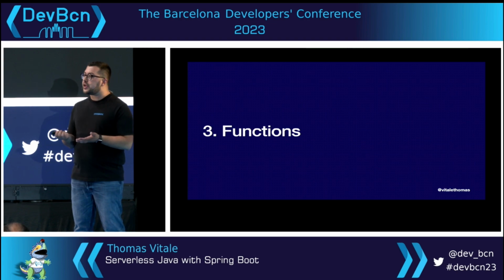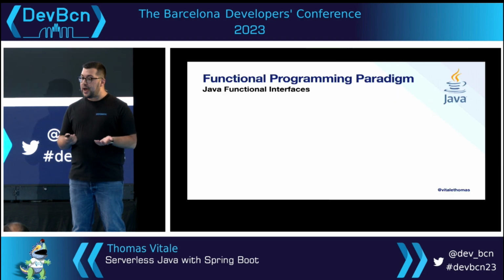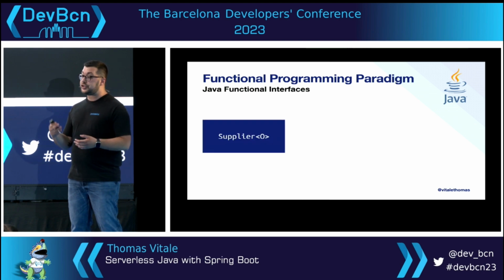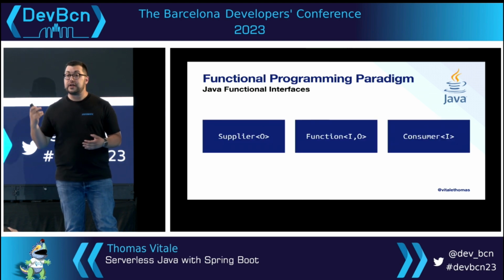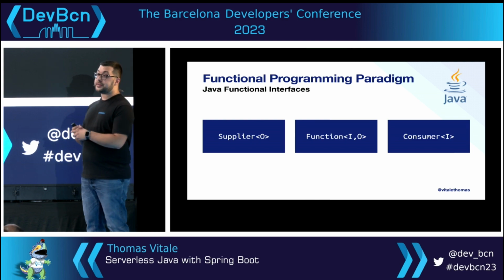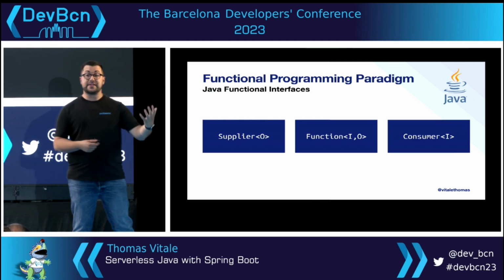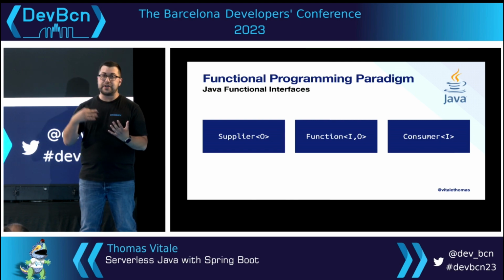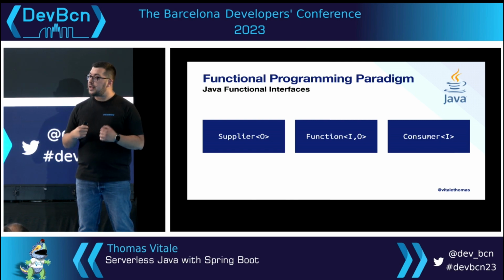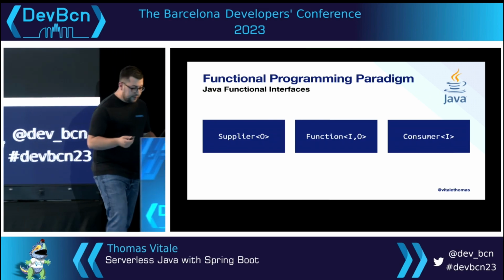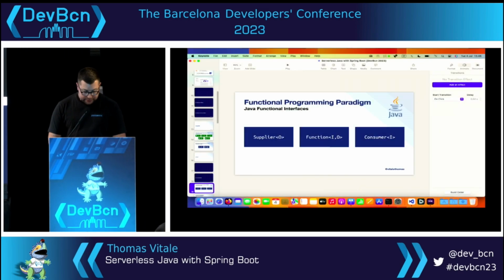And in particular, when working with Java, since Java 8, we have a series of functional interfaces we can use to implement our business logic as functions. We have the supplier, the function, and the consumer interfaces. So the supplier produces some output, the function takes some input, does some processing, and then outputs, and the consumer just consumes some input. Let's have a look at the previous example.